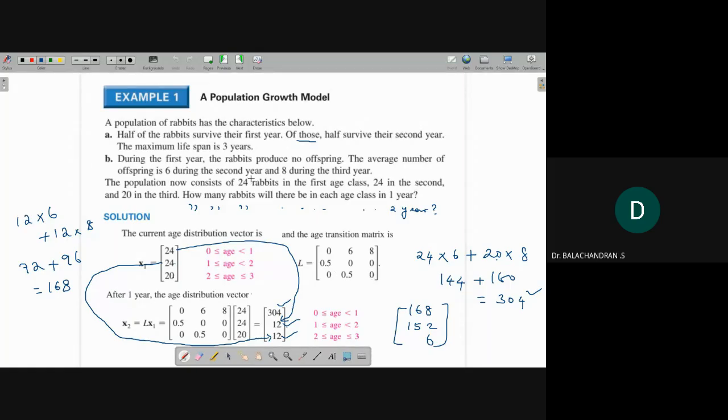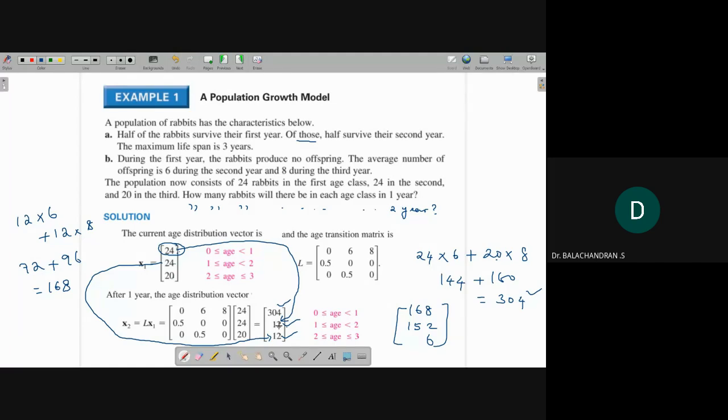So what I told: P1 is half of the rabbits survive their first year. So that's why 1/2. Of those, half survive their second year. So don't write here 1/4. Consider this as a whole. Half of this is again 0.5. So look at, originally we have in the first year 24. In the second year, you can check it.